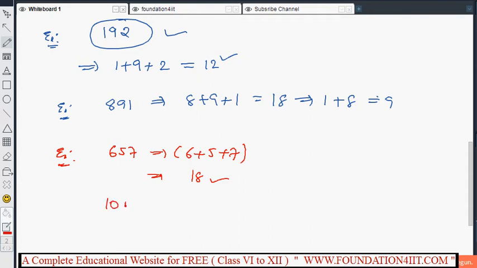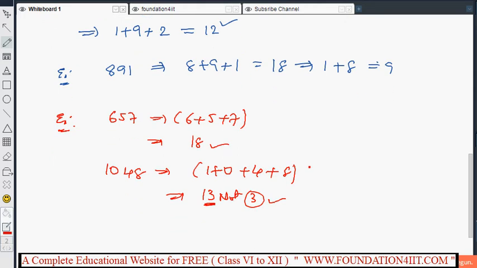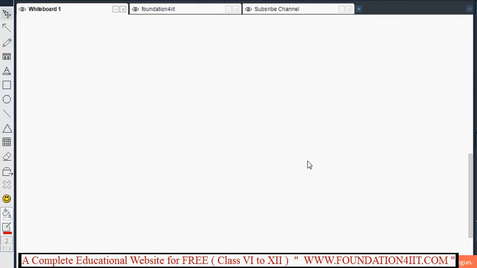Now 1048. Whether it is divisible by 3 or not, you check: 1 plus 0 plus 4 plus 8. 1 plus 0 is 1, plus 4 is 5, plus 8 is 13. But 13 is not divisible by 3, so 1048 is also not divisible by 3. So this is the rule for 3.